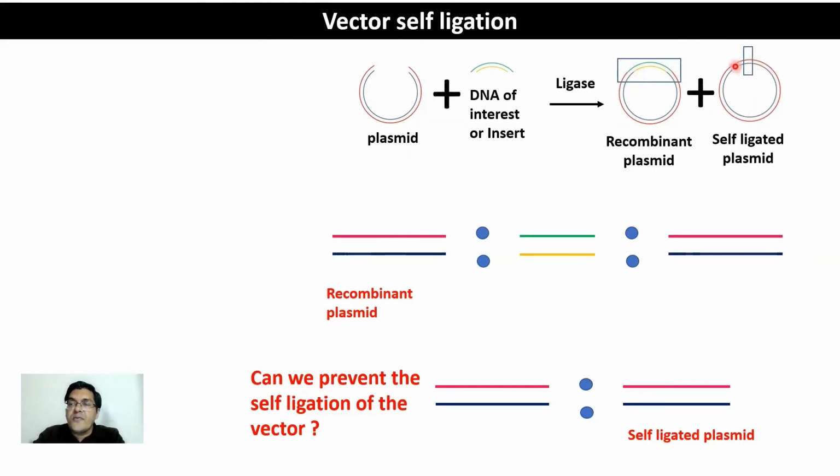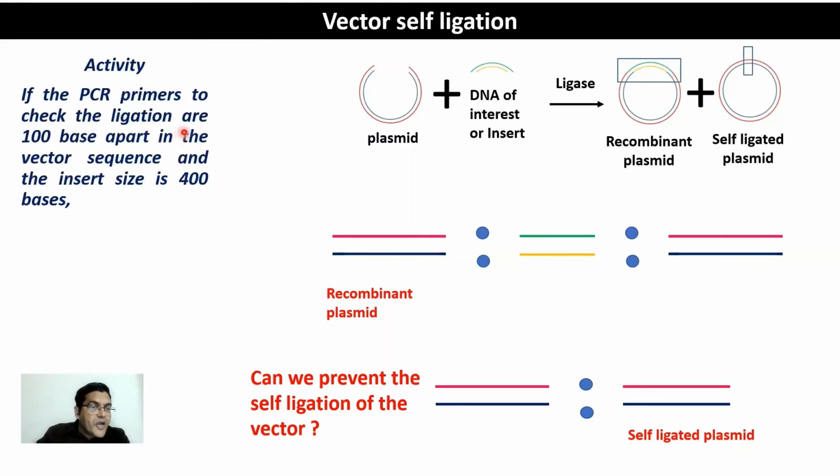In case of self-ligated plasmid here, your primer is here and here again. Because there is nothing else in between, only the vector region will be amplified. So this can give you a difference in sizes of the bands that you obtain on a recombinant plasmid and a self-ligated plasmid. So here is the question for you.